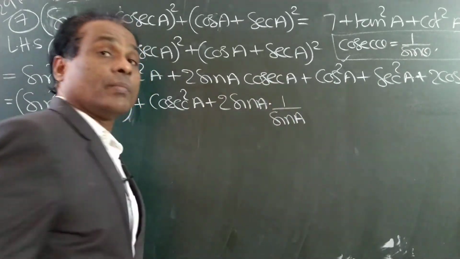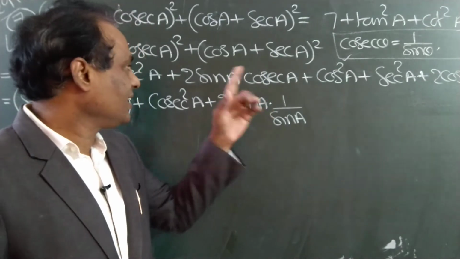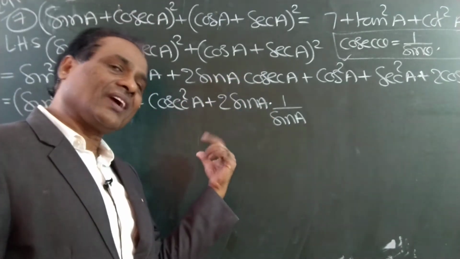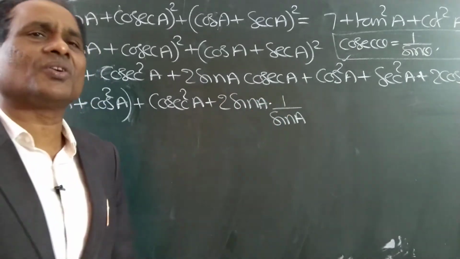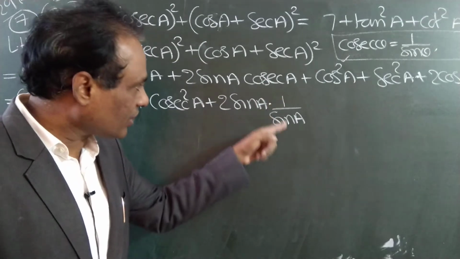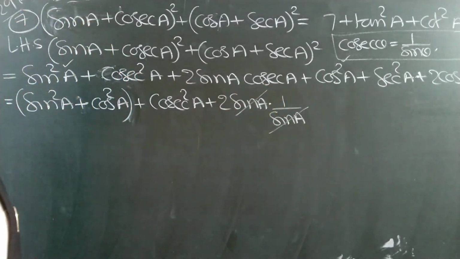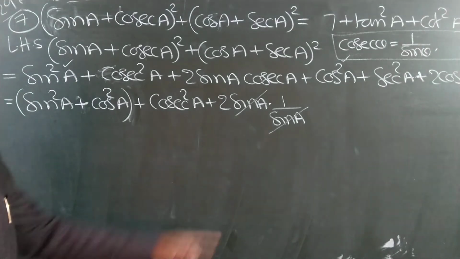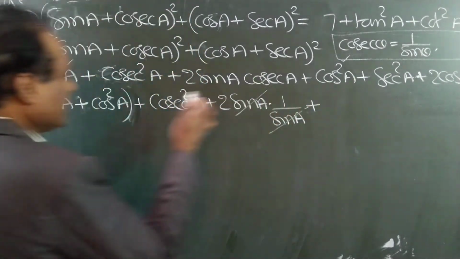Cosecant is equal to 1 by sine. Cosec is the reciprocal of sine. Sine is equal to 1 by cosec, or cosec is equal to 1 by sine. Why am I writing cosec is equal to 1 by sine? Why am I not keeping it the same? So that I can cancel these two. You have to simplify now. Cancel. Next, don't write, this is already written here.